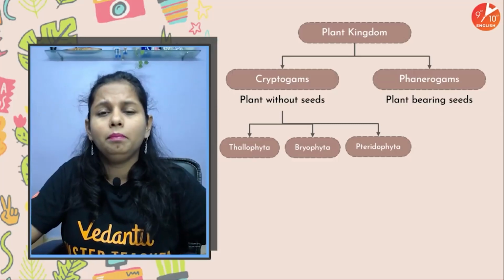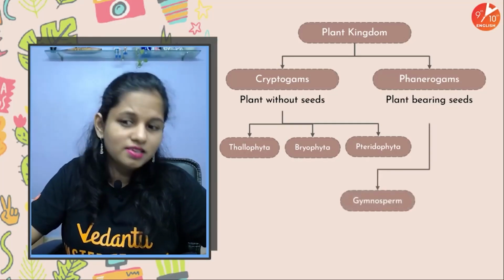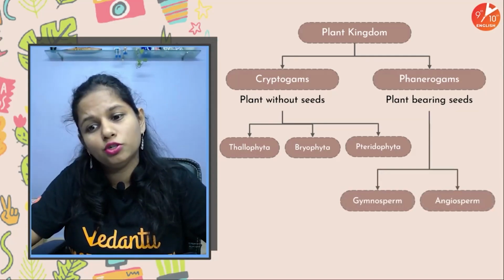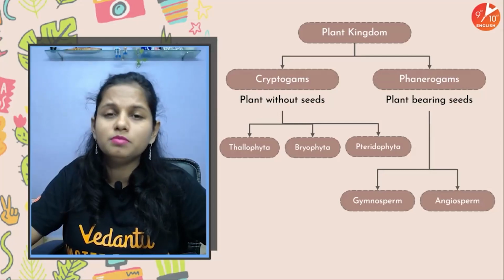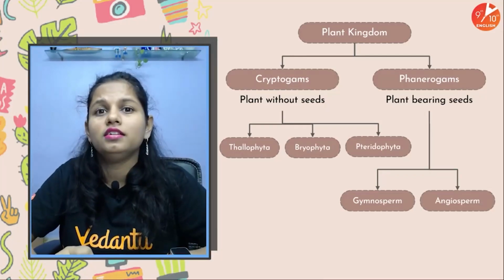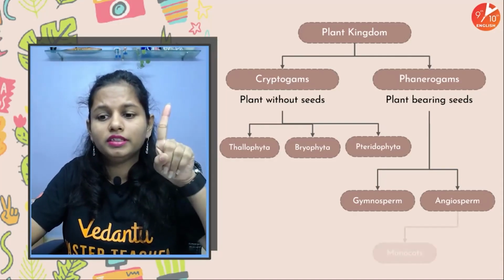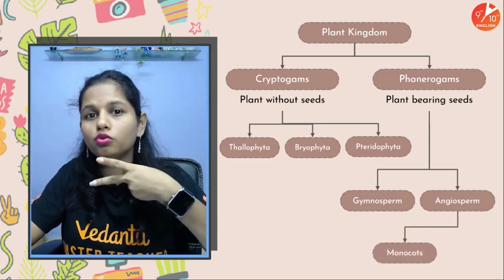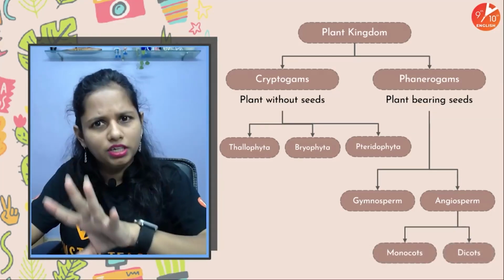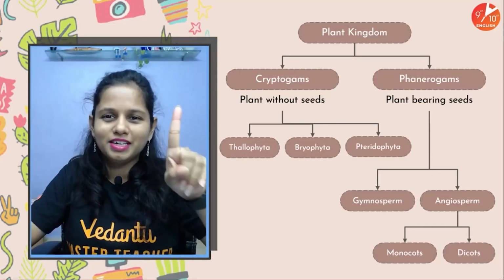Phanerogams: if the plant bears seeds, the seeds can be naked as in the case of Gymnosperms, or the seeds can be covered as in the case of Angiosperms. So Gymnosperms and Angiosperms. And then if the seeds are covered, we will remove the cover and see how many cotyledons are present. If it is a single cotyledon, it is called a monocot. If there are 2 cotyledons, then the plants are referred to as dicots. So I will be talking about each of these divisions and subdivisions in detail. Okay, but stay with me.